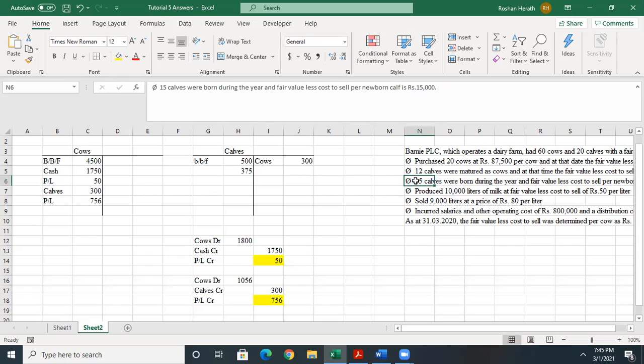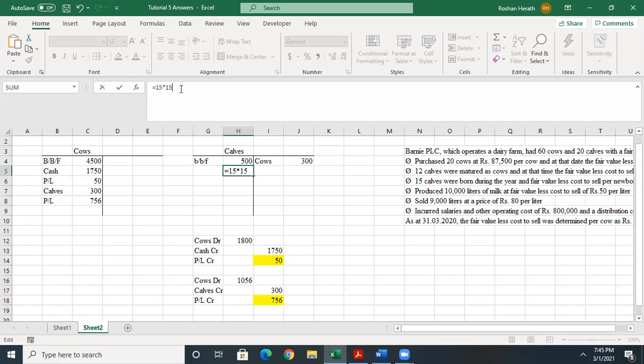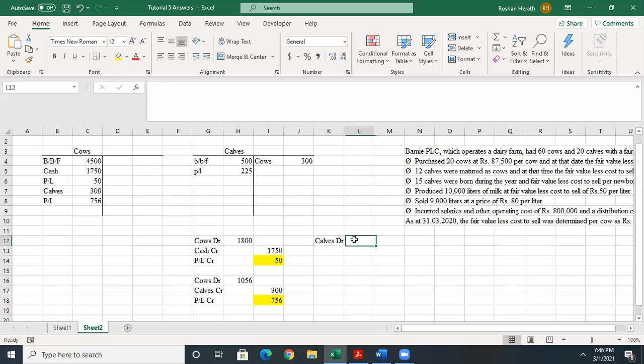What was the value? It was 15,000. So it was 15,000. Right. You can see that when it comes to these calves, no cost is involved. No cost is involved there. So the entire thing turns out to be a gain. So that is the initial recognition.